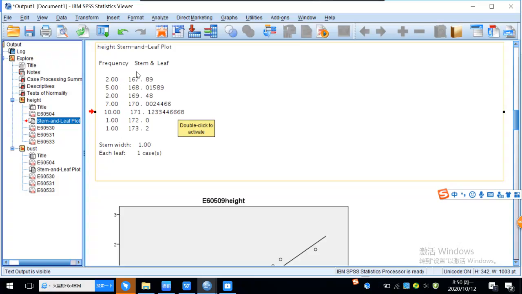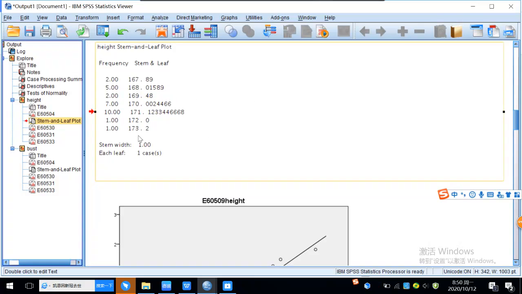Okay, so in the same rule, we can say that we have 5 people. The stem is 168, and the leaf is 0, 1 person; 1, 1 person; 5, 1 person; 8, 1 person; 9, 1 person. Okay? Do you make sense? So that means we have 168.0, 168.1, 168.5, 168.8, 168.9. Totally, we have 5 people.